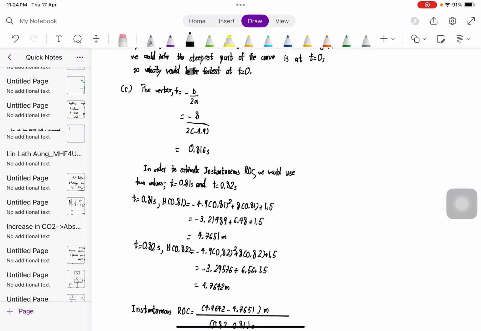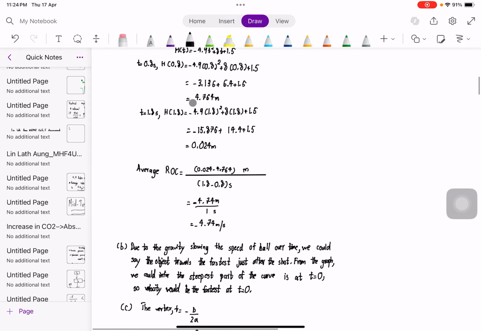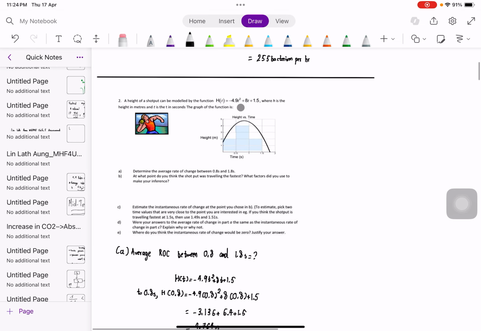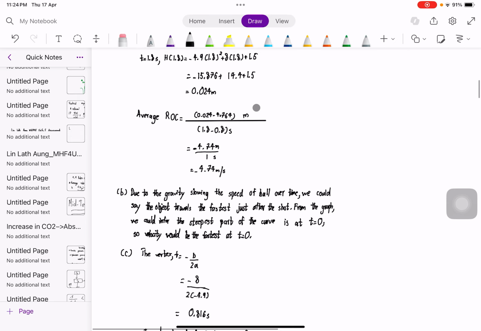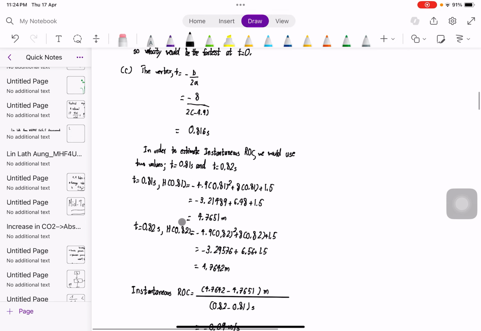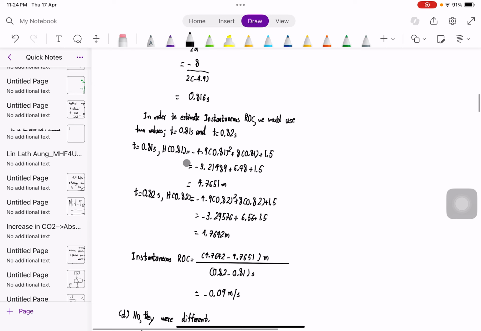To get this vertex, or the uppermost point, we find it with the equation minus b over 2a. So this is a, this is b, and this is c. We get the value here, and then we get this value. From this obtained value, we find an upper margin and a lower margin, two values, which are going to be used in finding the derivatives. In the case of instantaneous ROC, we always have to do this: put in these values, estimate those two values, and then find the derivatives.